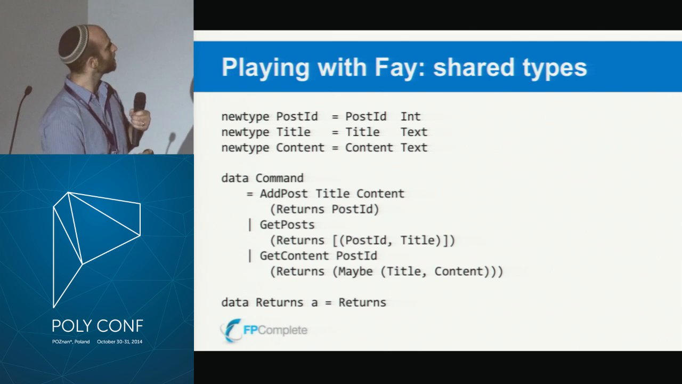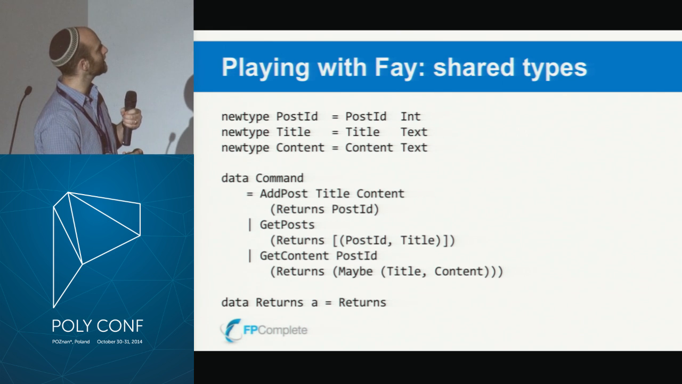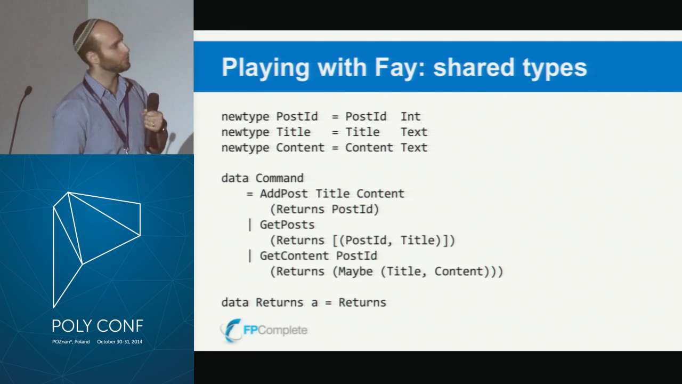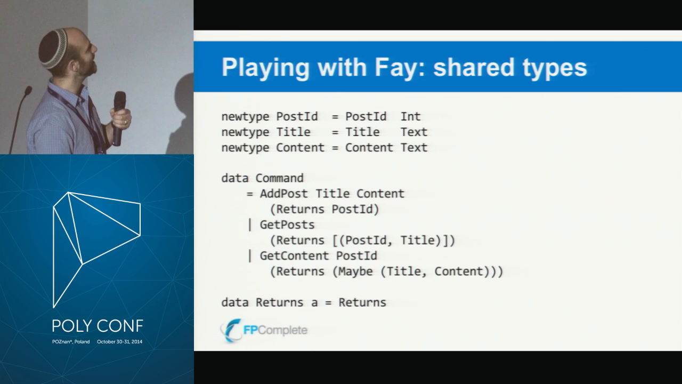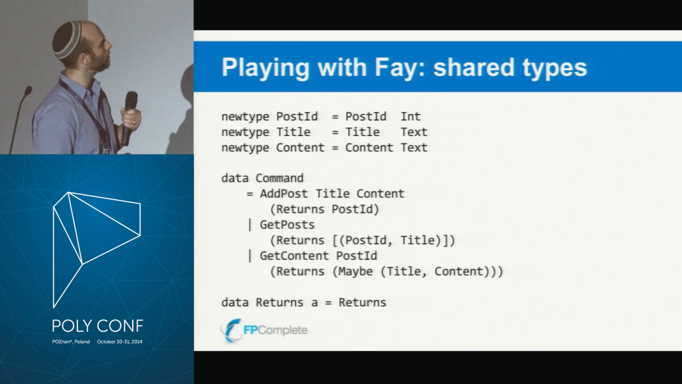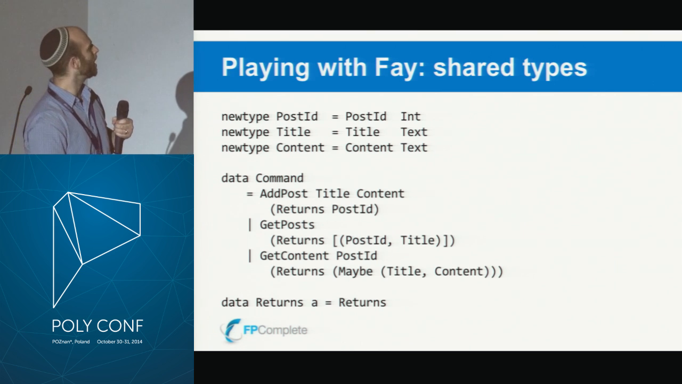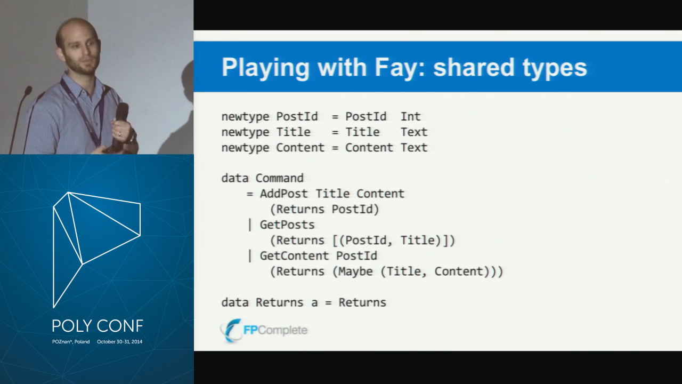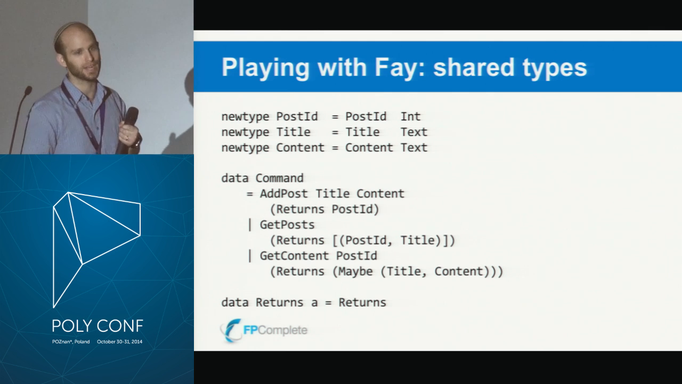So we have a command. One command is add post. When you want to add a new post, you have to give it a title and a content, and it returns back to you a post ID. Similarly, if you want to get posts, you don't actually have to provide it any more information. It'll give you back a list of the post ID together with its title, and you can also request the content of a specific post. This is just here to satisfy the type system, basically, to allow the type system to check what it is that we're returning back. This is what we call in Haskell a phantom data type.